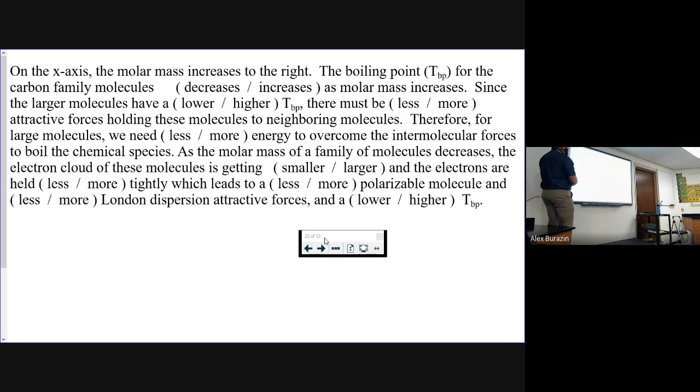Okay, on the x-axis, the molar mass increases to the right. We're looking at the graph still, by the way. This is still referencing that graph. The boiling point, by the way, you see this?